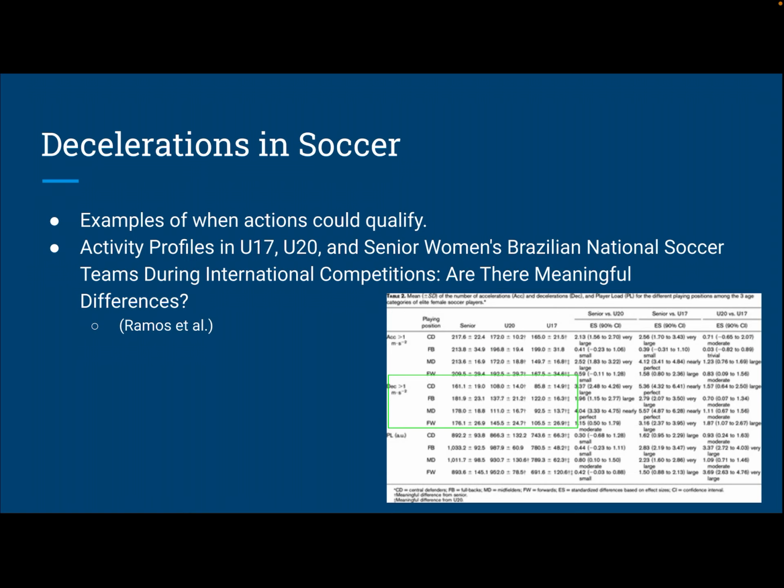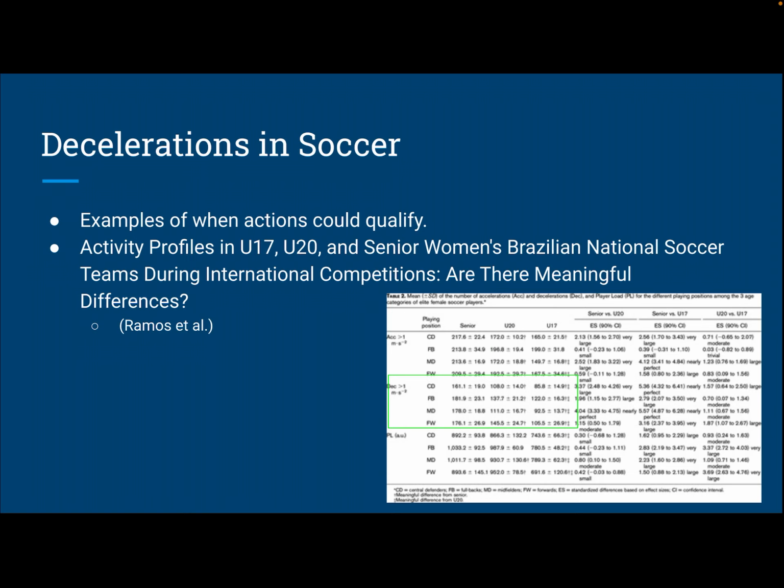The same could be said if you're running to put pressure on someone. Instead of just sprinting right through and stabbing at the ball, when you get closer to them, you're going to slow down and contain them, right? And of course, those aren't the only times you can get decelerations, just some examples.